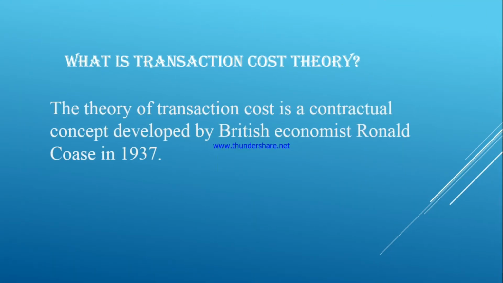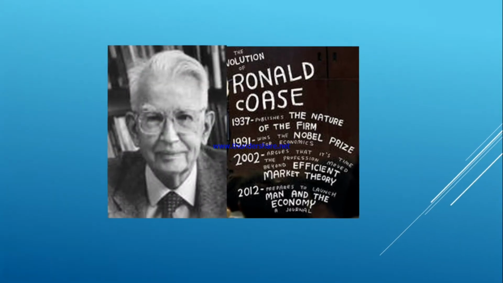Now, what is transaction cost theory? The theory of transaction cost is a contractual concept developed by British economist Ronald Coase in the year 1937. Transaction cost theory, also known as Coase theorem, is basically a legal and economic theory that affirms that where there are complete competitive markets with no transaction costs, an efficient set of inputs and outputs to and from production optimal distribution are selected, regardless of how property rights are divided.